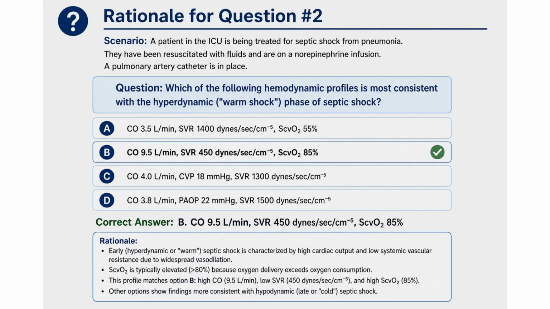This is the classic profile we just discussed. The SVR of 450 is profoundly low. The cardiac output of 9.5 is very high, and the SvO2 of 85% is also very high, indicating that the tissues are failing to extract oxygen. The other options describe profiles more consistent with cardiogenic or hypovolemic shock, which have high SVR and low cardiac output.